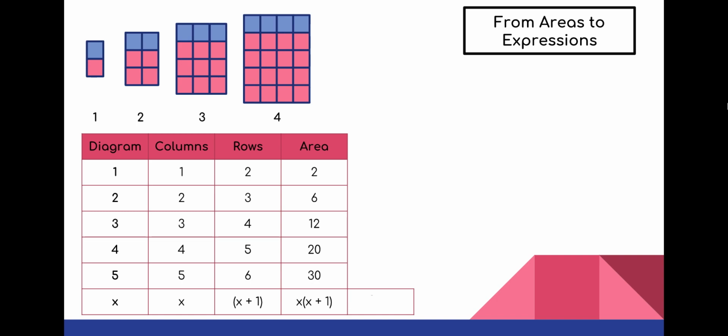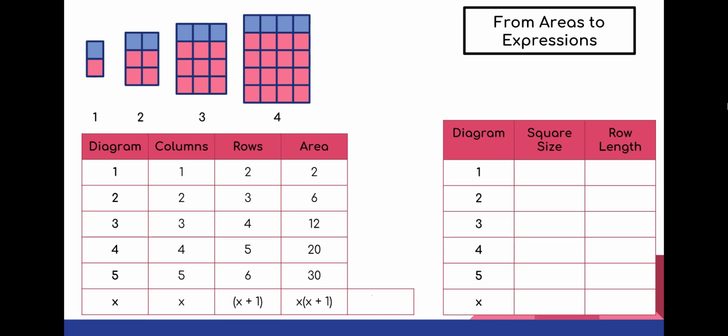But let's hide that expression for a moment and let's make a slightly better connection. Let's redo our table, but this time, let's talk about the square size and the row length.